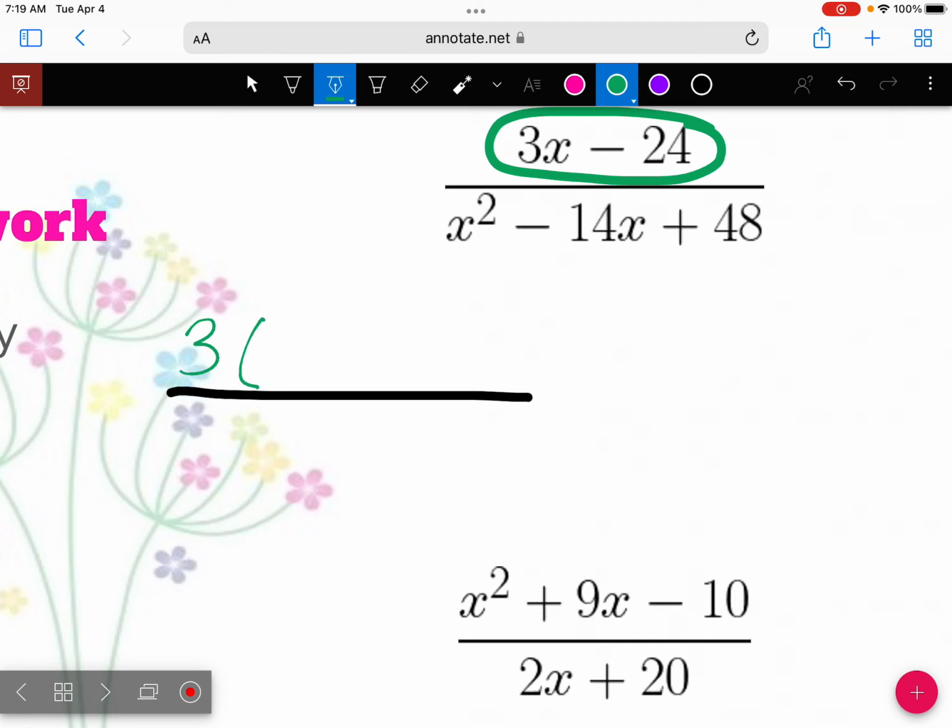3 and 6. No. If I take 3 out of 3x, what's left? If I take 3 out of 3x, I'm left with just the x. Minus 3 out of 24? 8. There we go.